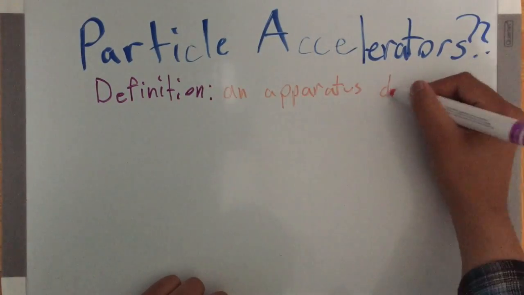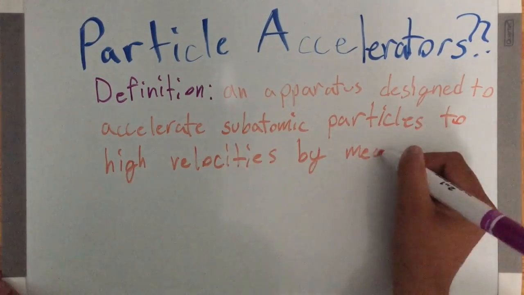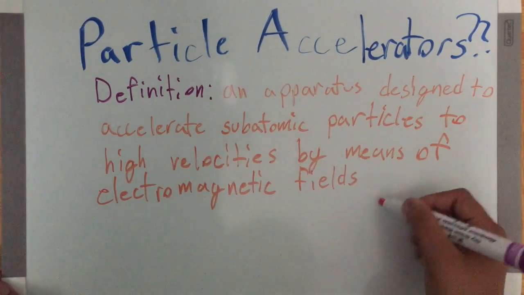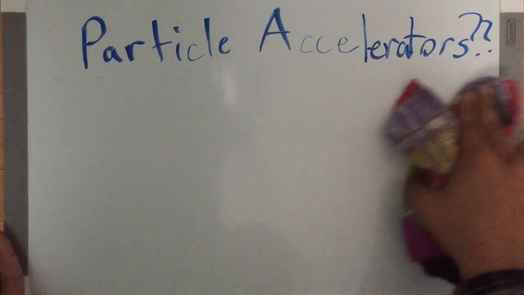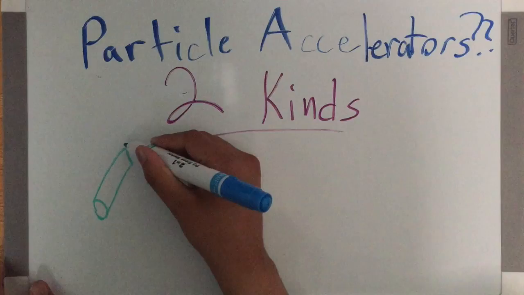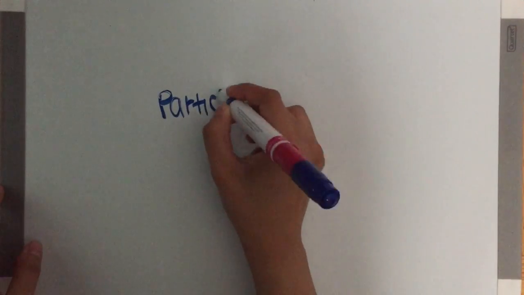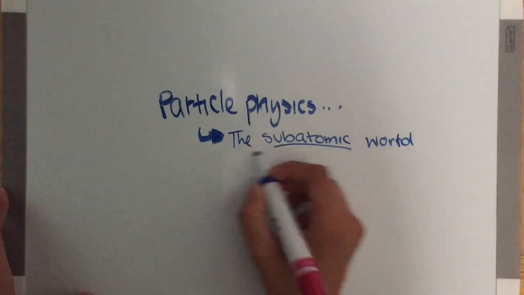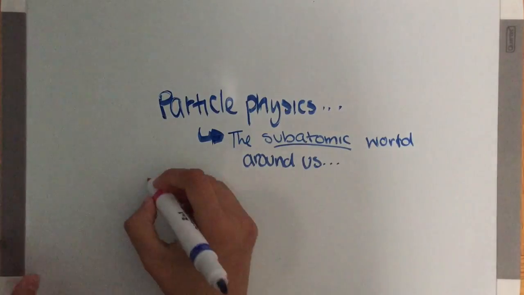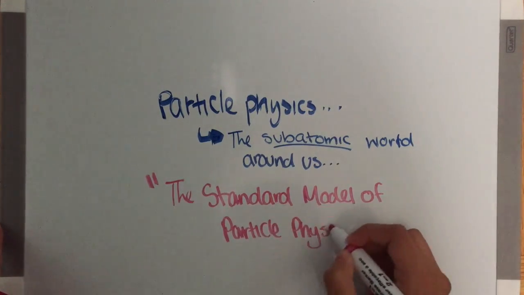Particle accelerators are an apparatus designed to accelerate subatomic particles to high velocities by means of electromagnetic fields in order to collide with other particles. There are two main kinds of particle accelerators: linear accelerators and circular accelerators. Since the 1930s, particle accelerators have played a crucial role in helping physicists build and strengthen a theory that helps explain the subatomic world around us. It's called the Standard Model of particle physics.